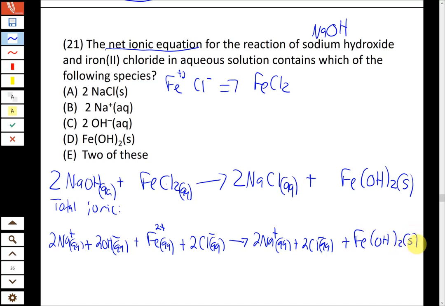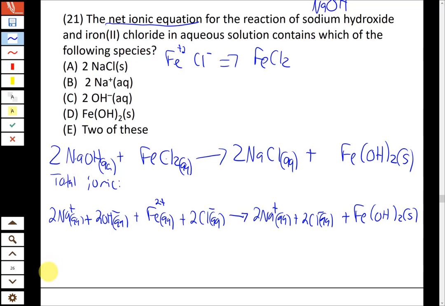So that's total ionic, and then to get the net ionic equation, we have to get rid of those that are called spectator ions. Those are the ones that appear on both sides. So we have 2 Na plus on both sides, so those get removed as spectator ions. And we have 2 Cl minuses on both sides, so those get removed. So in a precipitation reaction, what's left for the net ionic equation are the 2 ions that combine to make your precipitate.